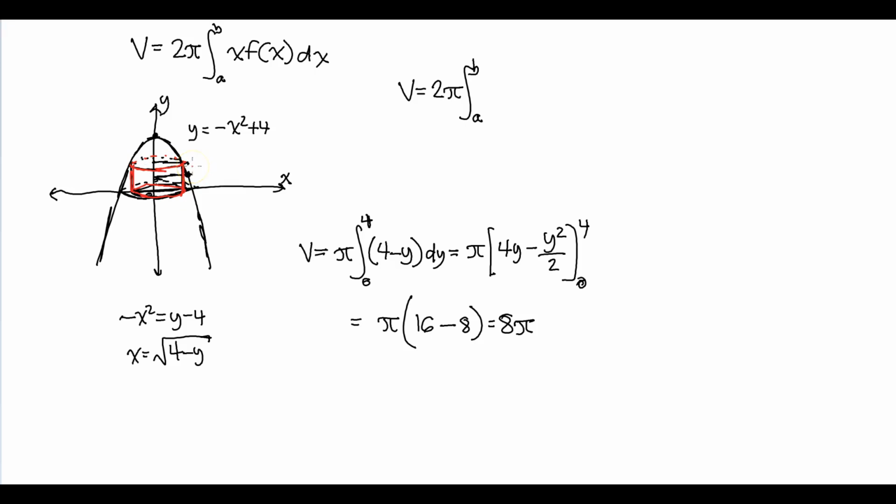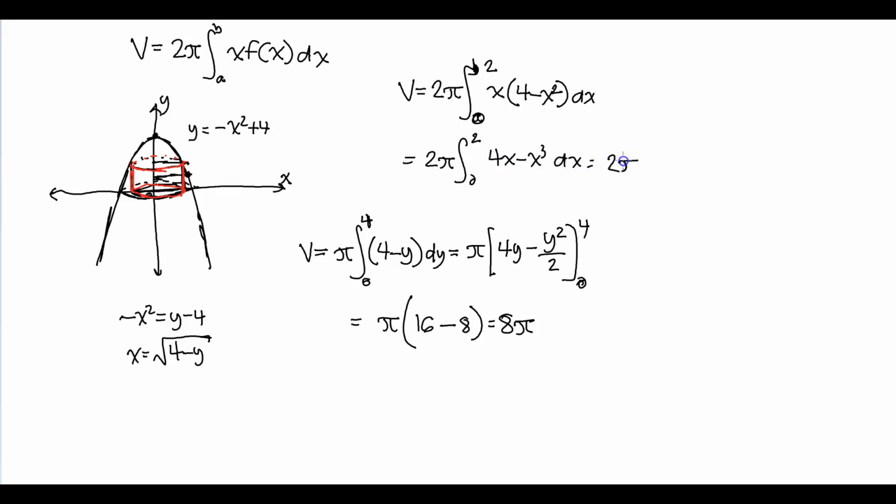So what is our height? Okay, our height is f of x and our distance is x. So our radius of our cylindrical shell is x times 4 minus x squared dx. And what's our a to b? Our a to b is from 0 to x equals 2. So if we integrate this, 2 pi from 0 to 2 of 4x minus x cubed dx.